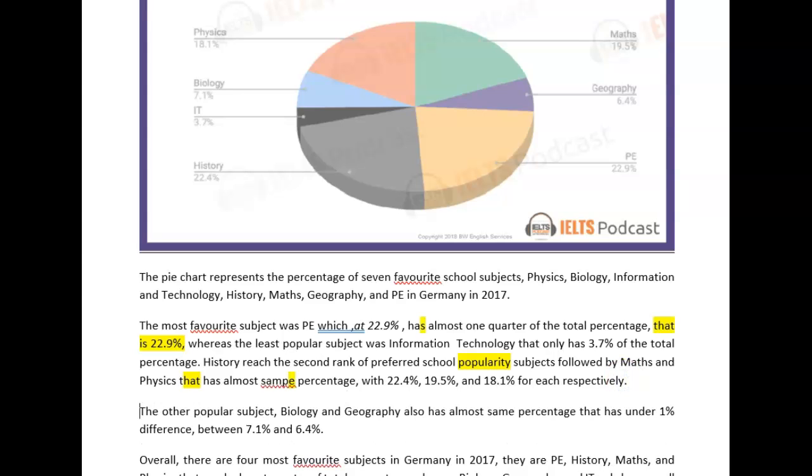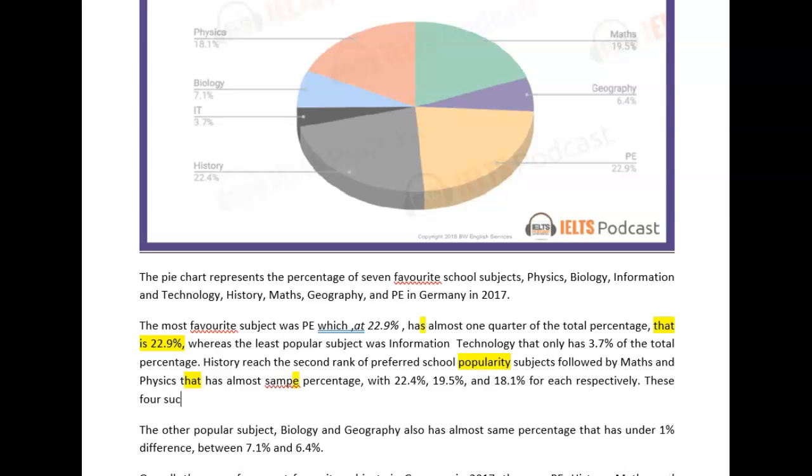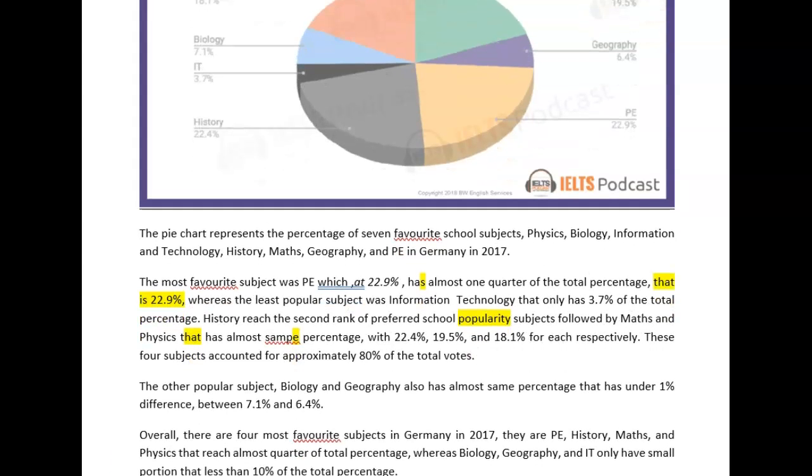Good. Now, here you're going to add in your extra sentence. These 4 subjects accounted for approximately 80% of the total votes, or something like that. So you've got more words in, you've linked this, you've grouped them together, 1, 2, 3, 4. So the grouping is really, really important. That's giving you a few more words.